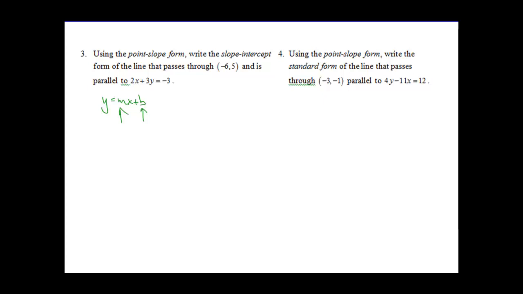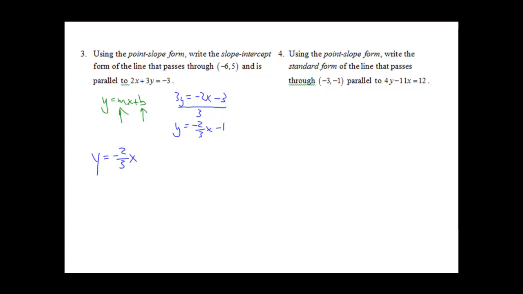So let's take the first part. If we subtract the 2x over, we're going to get 3y equals negative 2x minus 3. When we divide by 3, you get y equals negative 2/3 x minus 1. We want our line to be parallel to that, so we know our equation has to have negative 2/3 x.